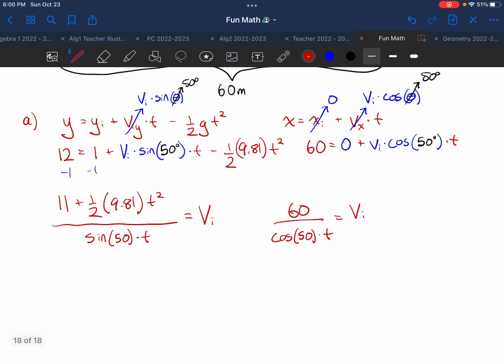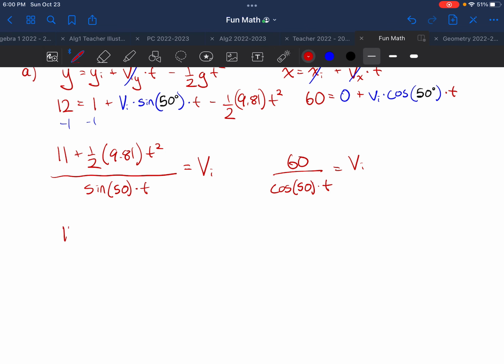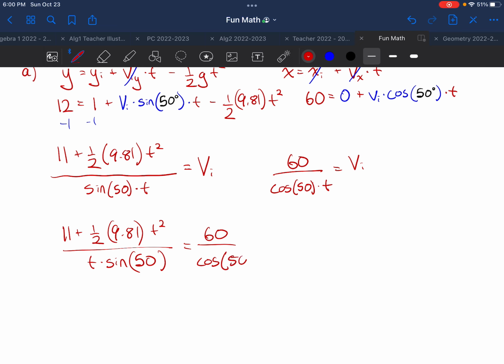So since these are both equal to initial velocity, I can say that this equation and this equation are equal to each other. So let's say that. I have 11 plus 1/2 of 9.81 t squared. Wait, I have copy and paste. Why am I rewriting it? Whatever. It's good practice. t times sine of 50. And that's going to be equal to 60 over cosine 50 times t. Oh, I should put the t out front like the last one. So put the t right there.